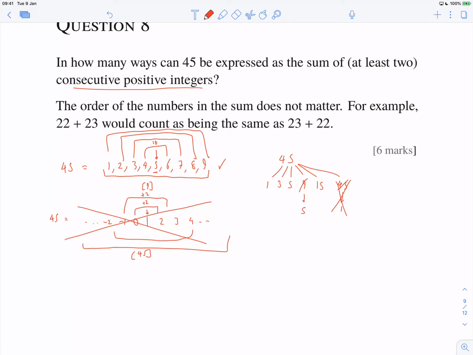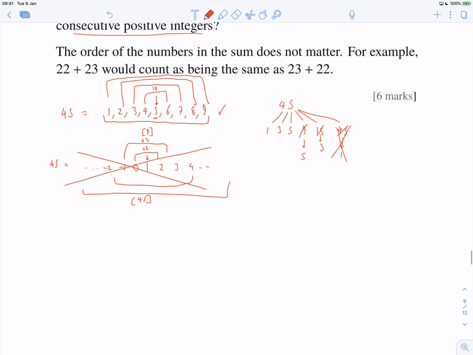If I do 45 divided by 15, that will give 3, clearly. So same deal, I could have 45 with 3 in the middle, so I could add a 2 and a 4, I could add a 1 and a 5, a 0 and a 6, but then I'm going to go into the negatives, so that one's not going to work either.